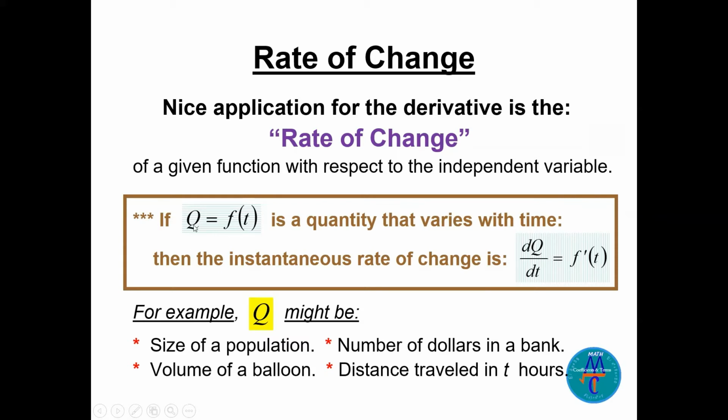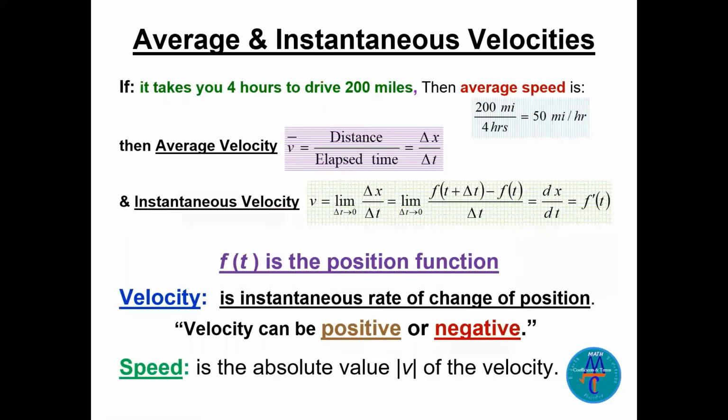Now, for example, this q is a quantity. It can be the size of a population, number of dollars in a bank, it can be volume of a balloon, it can be distance traveled in t hours. So it can be anything. To find the instantaneous rate of change, just take the derivative f prime of t.